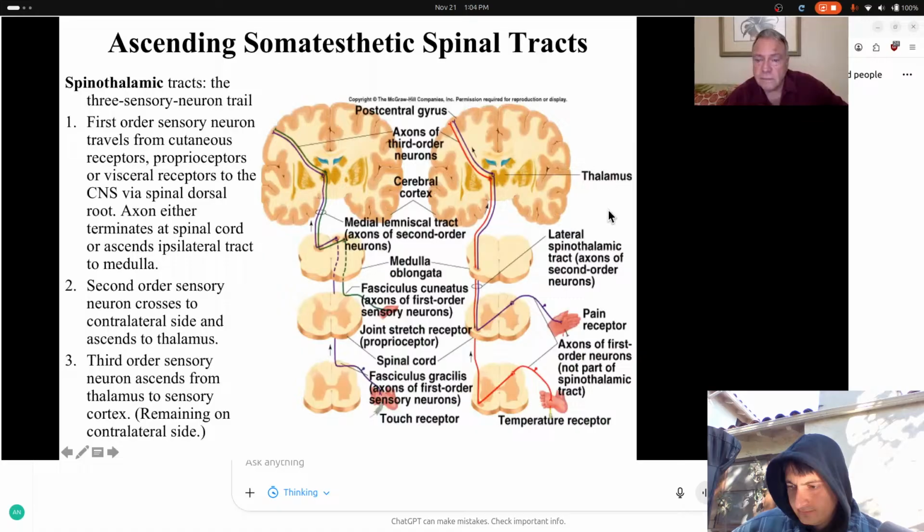Okay. So those are your somatosensory senses. So again, whether it's a proprioceptor, a cutaneous receptor, a visceral receptor, these are the paths those are traveling on.